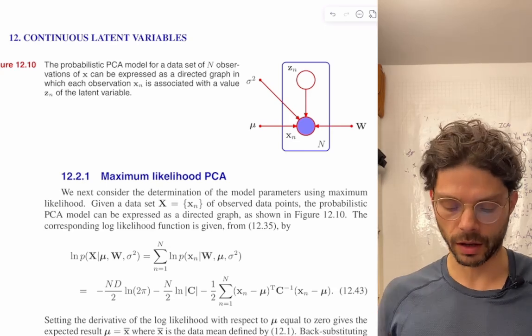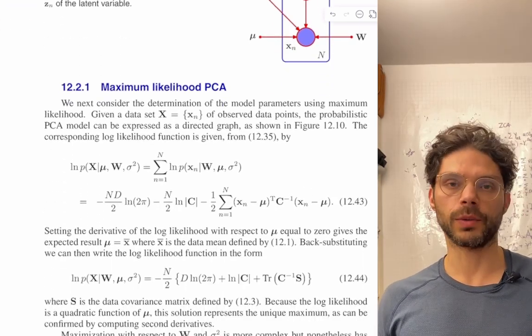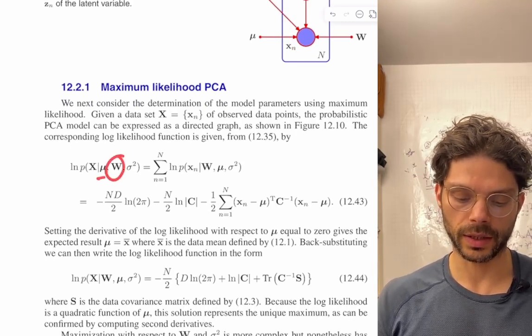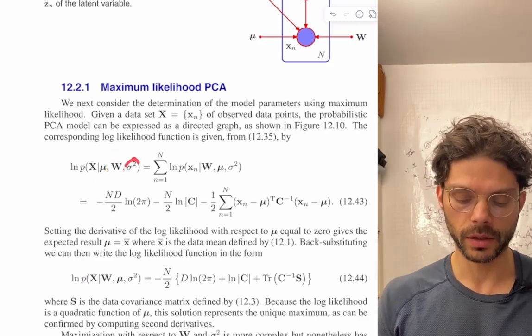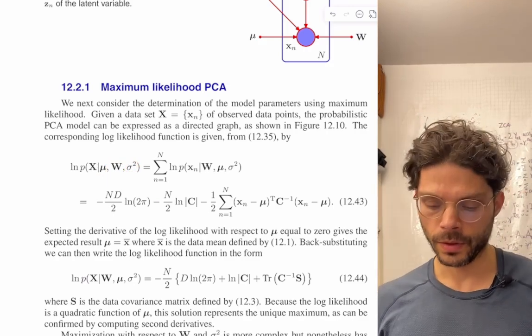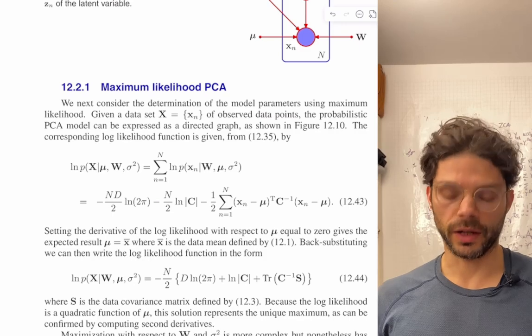Everything's Gaussian. It just works out really nicely. Okay, so the first thing we want to do is figure out, what are our parameters? We've got the mean, the projection from z to x, and the variance. It's kind of isotropic variance. Okay, the first thing we're going to figure out is just the mean.